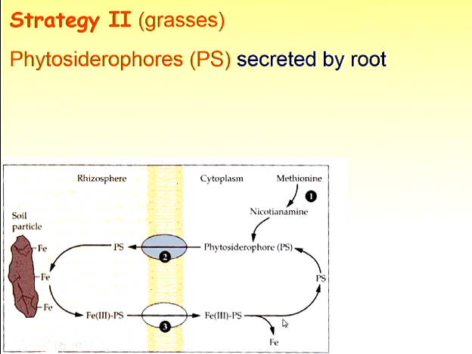And once it's in the cell, the iron 3+ is reduced to iron 2+. It's released and then taken away by other chelators, and then the phytosiderophore is free again, and it can go back outside to find another iron molecule. So the reducing of the iron 3+ to the iron 2+ helps release it from the chelator again.